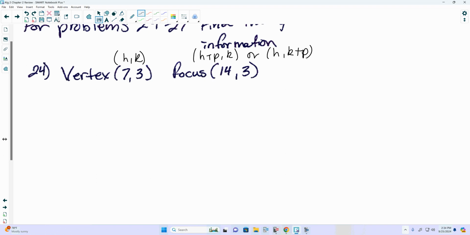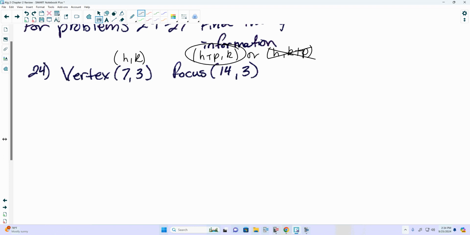Now, the main way that we can tell the difference, especially with focus, is which one changed. Either the H or K changed from vertex to focus. H, because we went from 7 to 14. So we're not using our H comma K plus P. We're using the H plus P comma K because the H value is not the same in the focus. Because in the focus, it's 14. In the vertex, it is 7. Technically, H is still 7. But the way it looks in the focus, it changed. Yes? So that's the one we had.